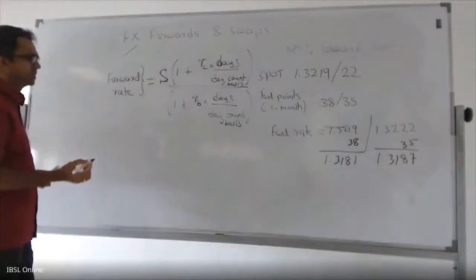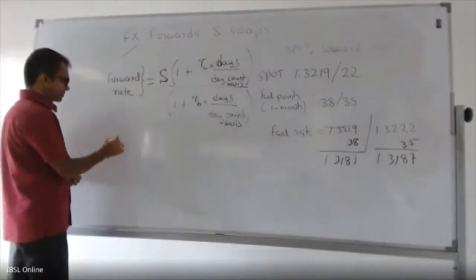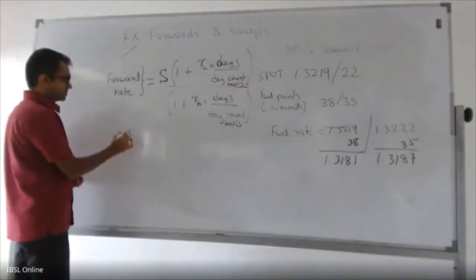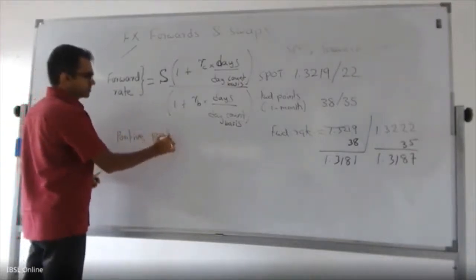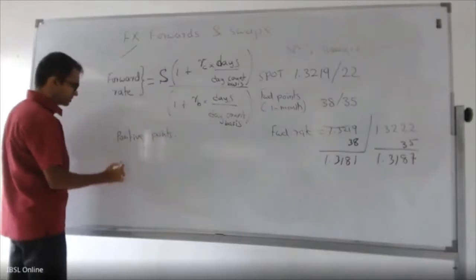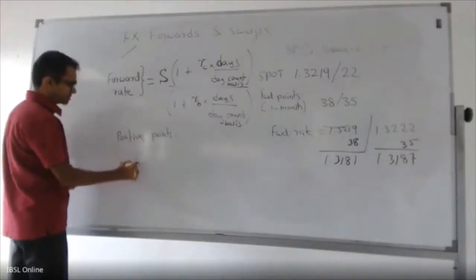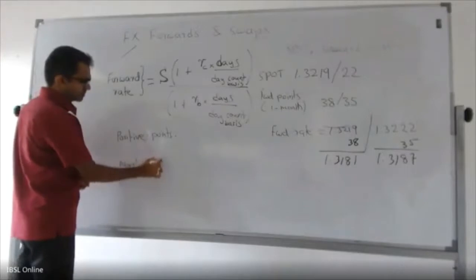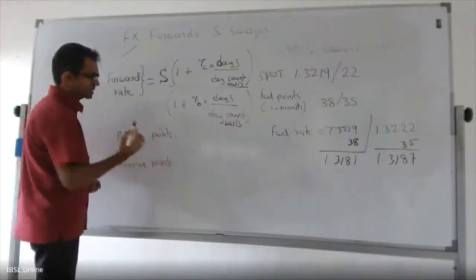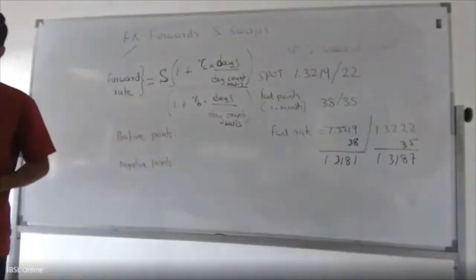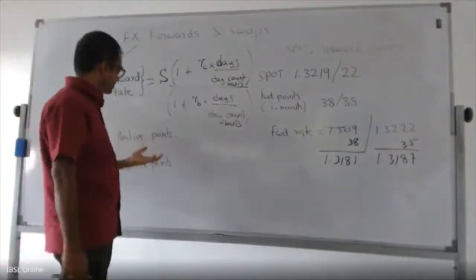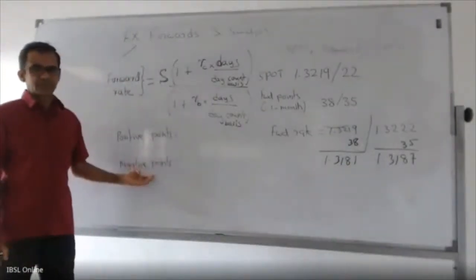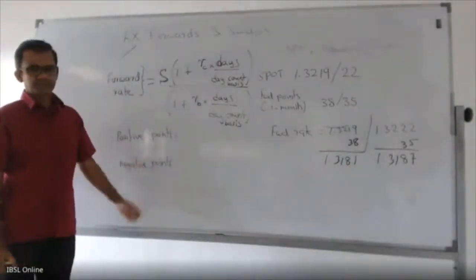Now tell me, when do you get positive points and when do you get negative points? What's the reason? For some currency pairs, you will get positive points. For some currency pairs, you will get negative points. What's the reason?